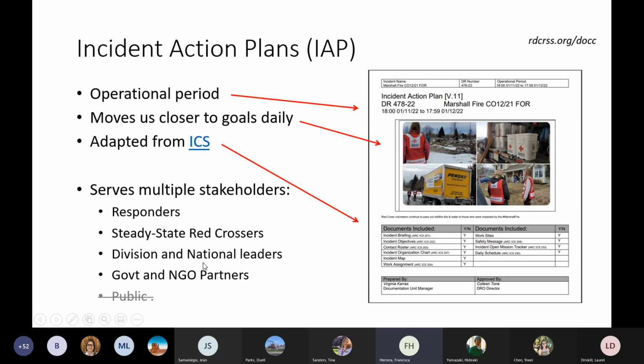The division and national leaders, of course, use it as a mechanism to stay connected to what's going on in that incident, and our government and non-governmental partners. The one stakeholder that does not receive an incident action plan is our public. So this is not a public-facing document. There is contact information there about our own volunteers. Sometimes, a bit of information that needs to be slightly protected so that we're able to conduct our services. So those are things that we would not push forward publicly.